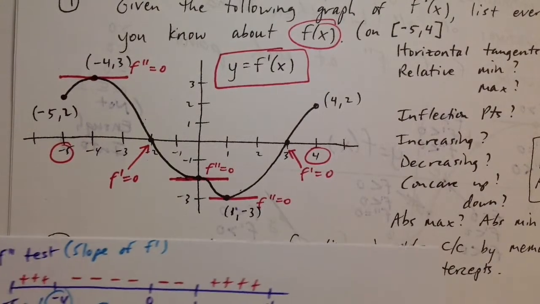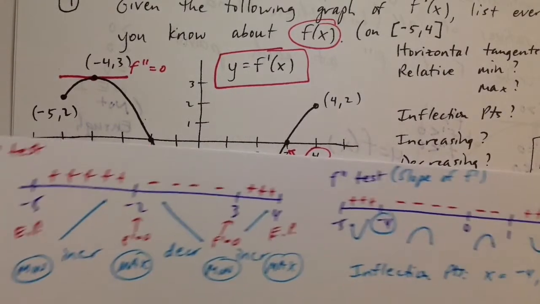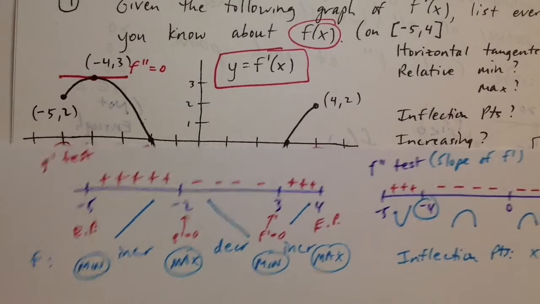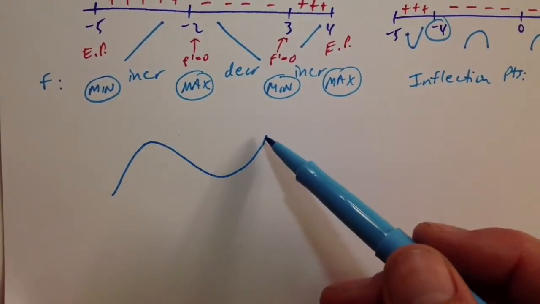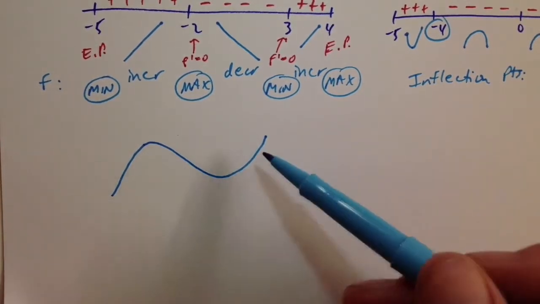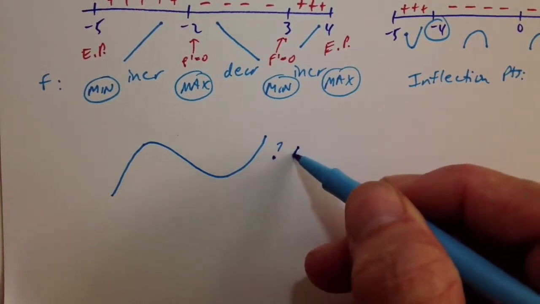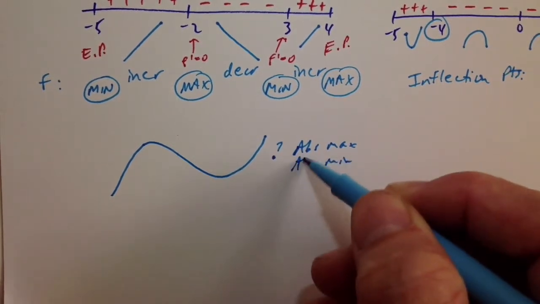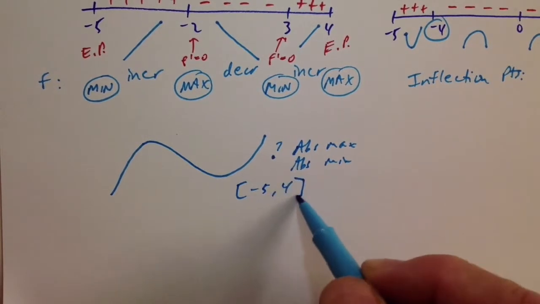And absolute max or min? We don't have an absolute max or min, because the graph looks like this from negative 5 to 4. You're not really sure where the absolute max or min is, but that is what the graph of f would look like between negative 5 and positive 4. So I don't know the absolute max or absolute min on the interval from negative 5 to 4.